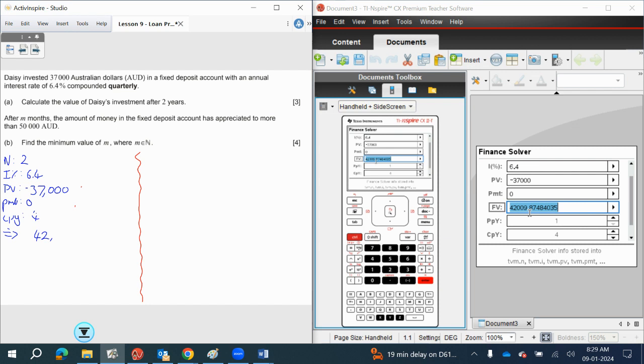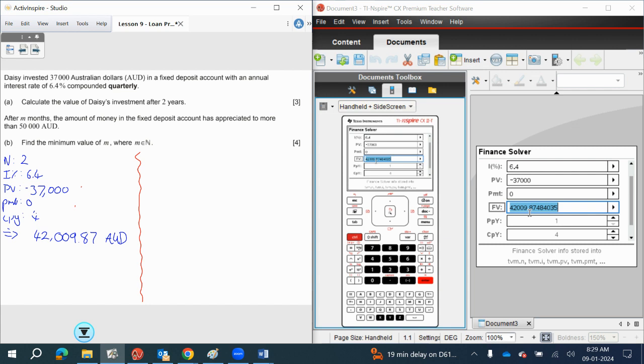So we are going to get 42,009.87 AUD. So the value of the investment is this. I'm not going to mess things around. There are other ways to enter the interest rate and the compounding period, but I won't do that. I'll stick to a consistent approach.